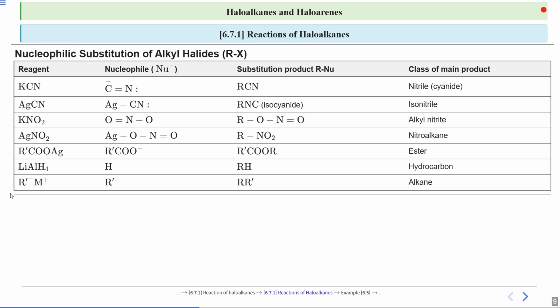Okay, and then the reagent is R prime minus M plus. The nucleophile is R prime minus. In the substitution product, R prime minus is going to attach to the R group, and the class of main product will be alkane. Okay, so these are the reagents and the classes of main products that they are going to give after the nucleophilic substitution of haloalkanes.